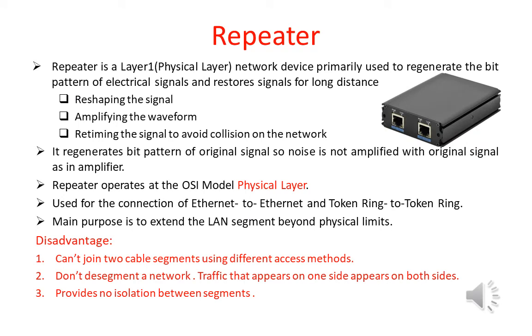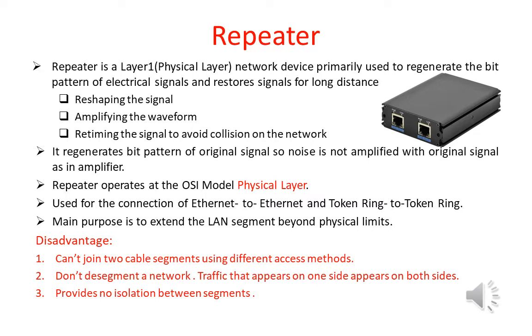Repeater is a layer 1 network device primarily used to regenerate the bit pattern of electrical signals and restore signals for long-distance transmission by reshaping the signal, amplifying the waveform, and retiming the signal to avoid collision on the network. It regenerates the bit pattern of the original signal so noise is not amplified with the original signal as in an amplifier. Repeater operates at the physical layer of the OSI model.